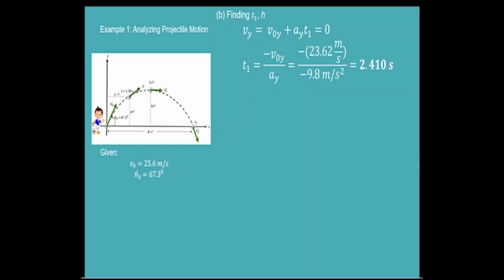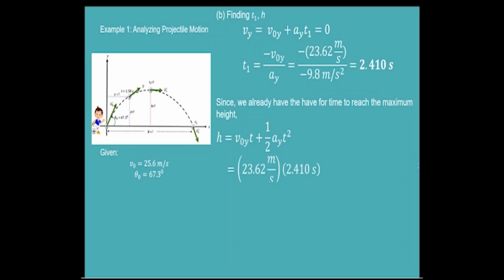2.410 seconds. Since we already have the time to reach the maximum height, let's use the formula for maximum height, which is equal to v sub 0y t plus 1 half a sub y t squared. So let's substitute the values. 23.62 meters per second times 2.410 seconds plus 1 half negative 9.8 meters per second squared times 2.410 seconds raised to the power of 2. Okay?